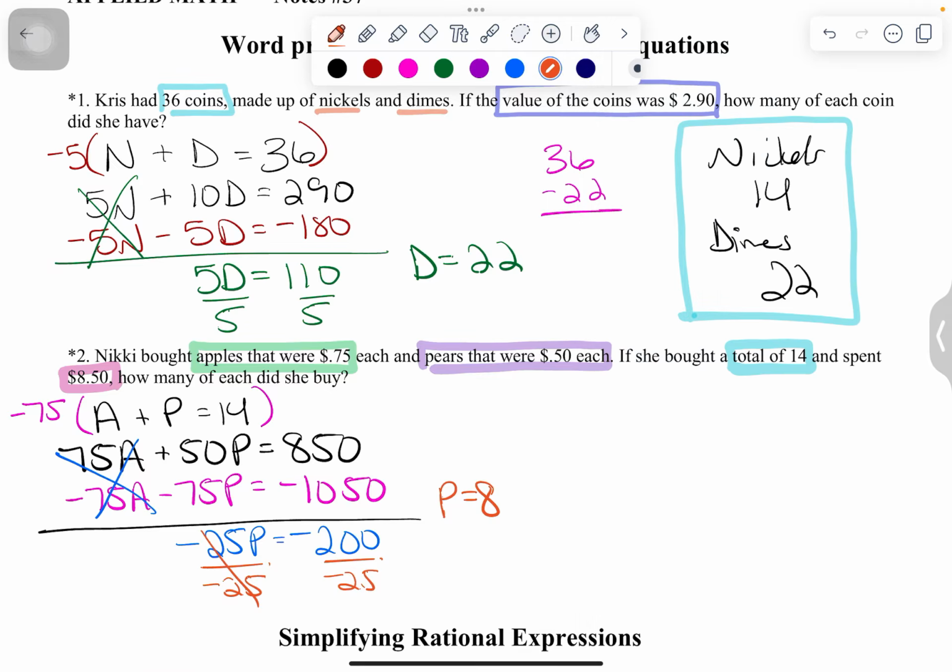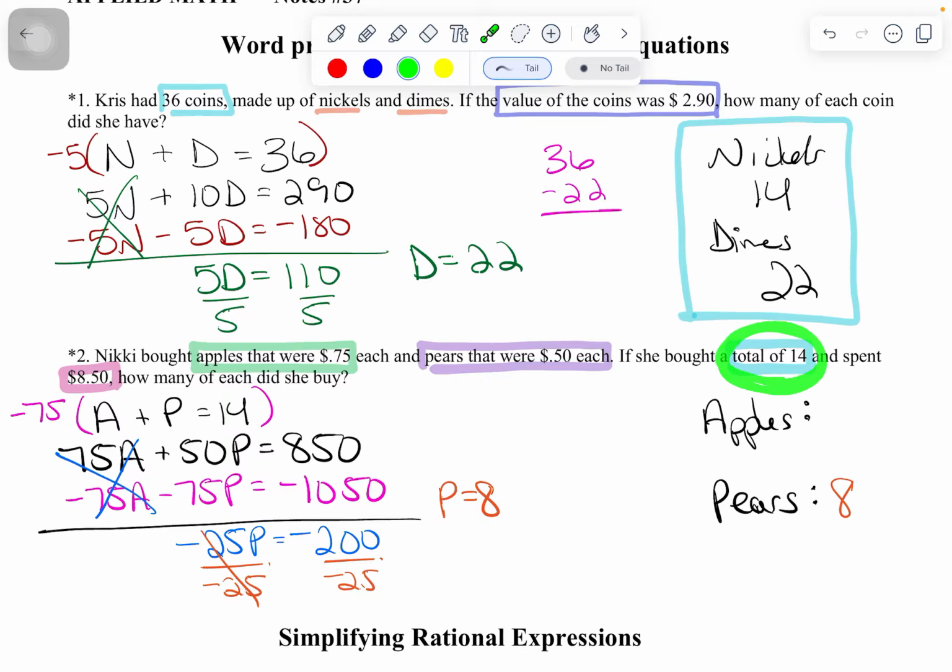Okay. So the question I asked was how many of each did she buy? So this means I do want to talk about how many apples and pears, and make sure I spell the word pears correctly. Because P was standing for pears, we have 8 pears. And for apples, same kind of situation we had last time. I know that I have a total of 14 pieces of fruit here. So if I simply take the 14 minus 8, that will tell me the number of apples that I have. And if I can math, that should be 6.